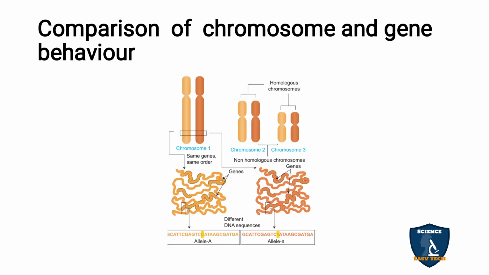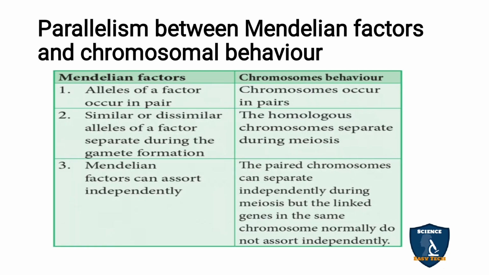Comparison. You can see the comparison of chromosome and gene behavior. Here you can see a capital A allele and a small a allele, two variations shown in light color and dark color. When they are crossed, the gene capital A will be expressed in the F1 generation and the other, recessive gene is suppressed, but in the F2 generation all 4 characters will come out. So the parallelism between the Mendelian factors and chromosomal behavior is the similarities.